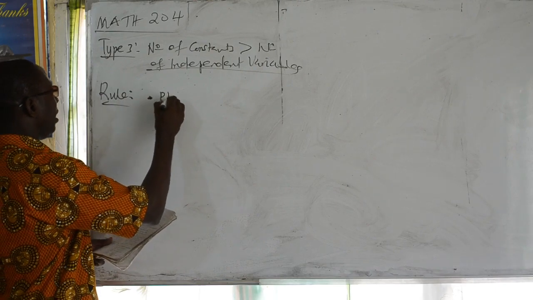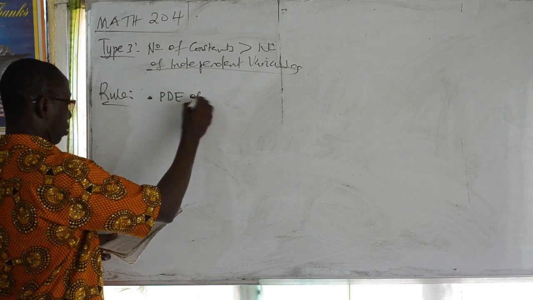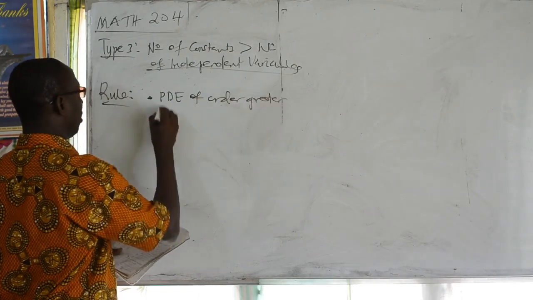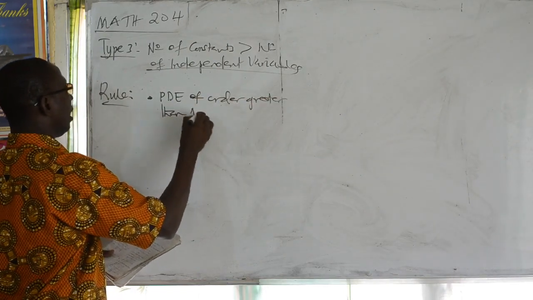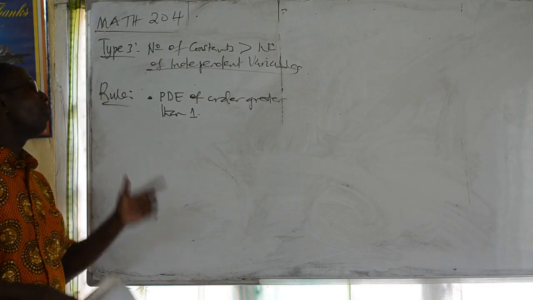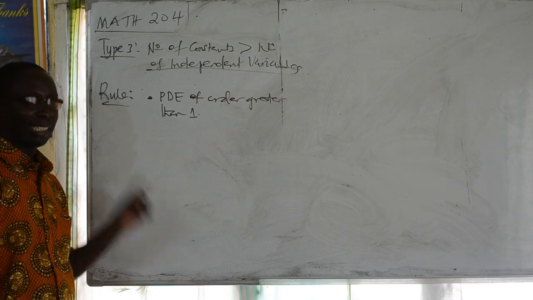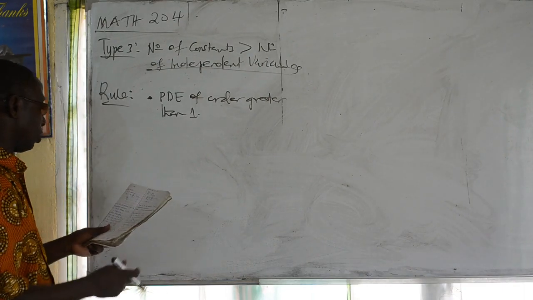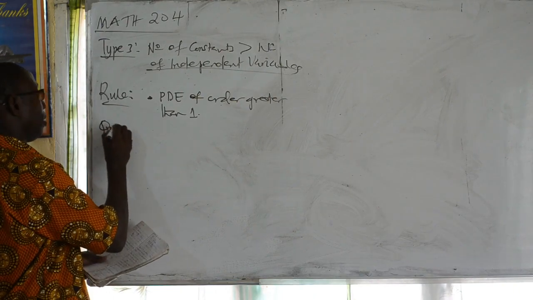you have a PDE of order greater than 1. That is, you have an answer in such a way that there will be more than one derivative inside. That is, it could be a second order or higher order derivative. So let's just pick some few examples.